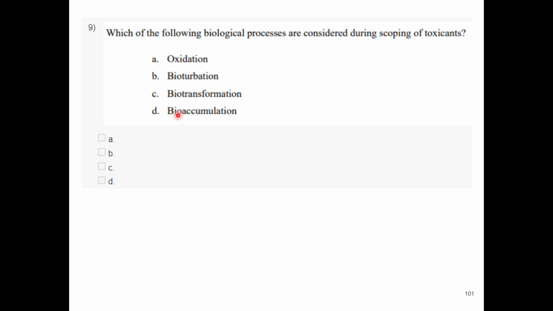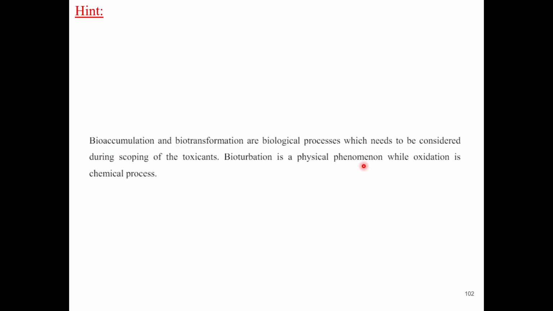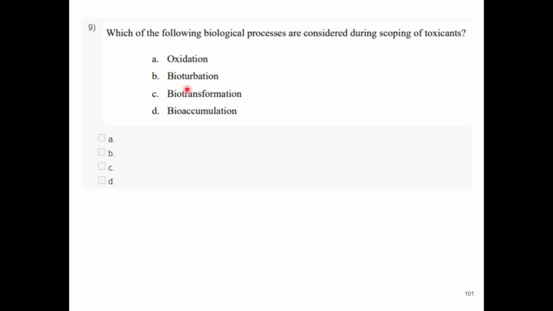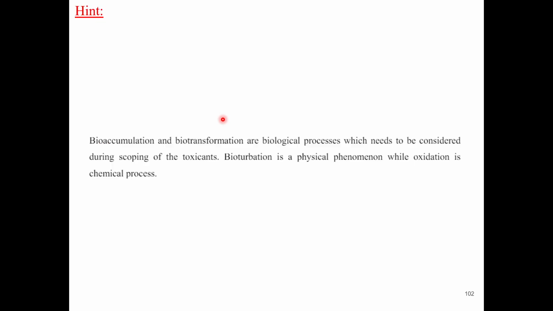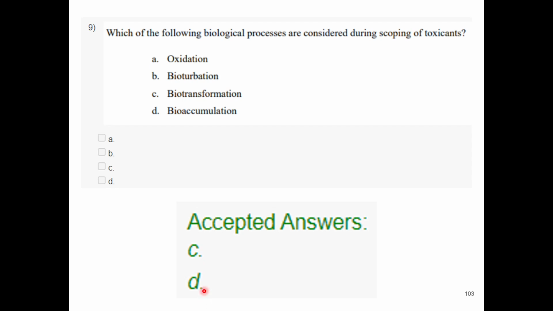Other than that, bioturbation is a physical phenomenon, so it is not considered a biological process, and oxidation is a chemical process, so that is also not considered a biological process. So biological processes are basically biotransformation and bioaccumulation. So C and D are the correct options: C, biotransformation, and D, bioaccumulation.